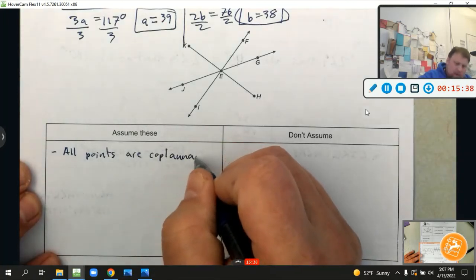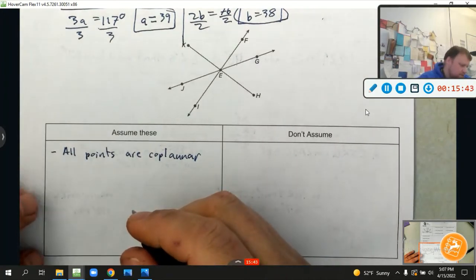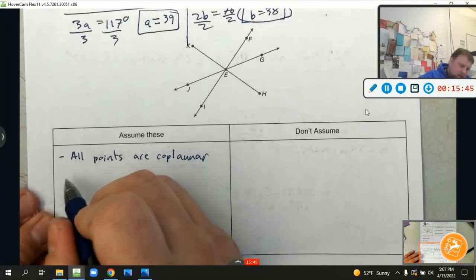What do we mean by that? They're all in the same plane. There's not anything three-dimensionally going on here. This is just all in the same plane. It's a 2D drawing. We can also say the following are collinear.